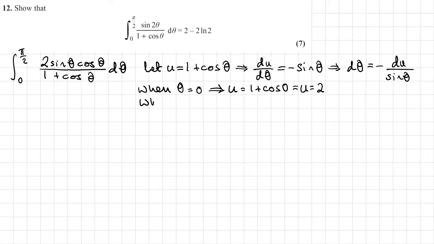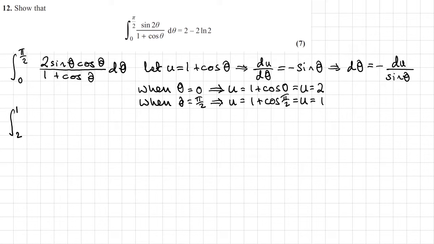And then when theta is equal to pi over 2, u is going to equal 1 plus cos pi over 2. Now cos pi over 2 is 0, that will give u is equal to 1. So now I have my limits: where I had the 0, I put the 2, and where I had the pi over 2, I put 1. Now don't be tempted to put the larger one at the top. Sometimes the larger one ends up at the bottom because we're doing substitution.